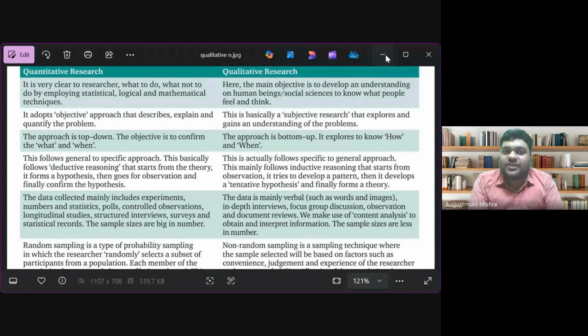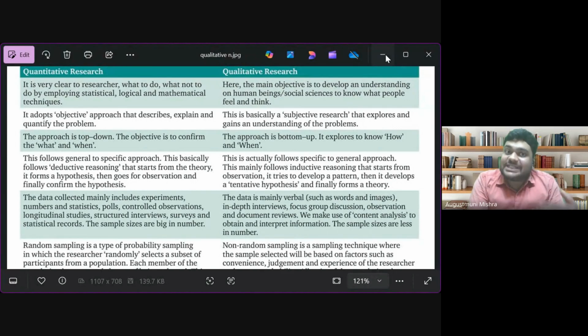But in the case of qualitative research, it starts with the observation. The data is mainly verbal, such as words and images. Because, like in journalism, we used to say that one picture is worth 1,000 words. One of the prominent photographers said this, that one picture is worth 1,000 words.